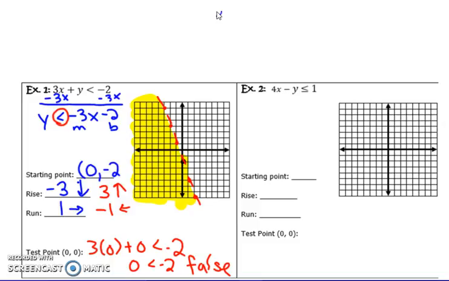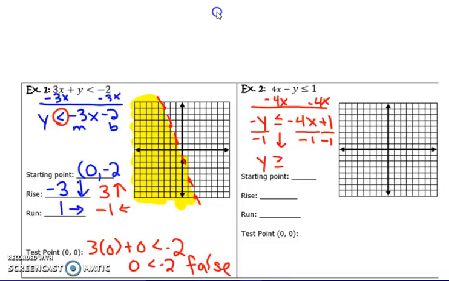If we look at our second example, again, we need to turn it into slope-intercept form. So I'm going to start by subtracting 4x on both sides. I now have negative y is less than or equal to negative 4x plus 1. Well, y is not by itself. Technically, I have a coefficient of negative 1. So I'm going to divide everything by negative 1. When I do this, this means my sign has to flip. So y is now greater than or equal to 4x minus 1.